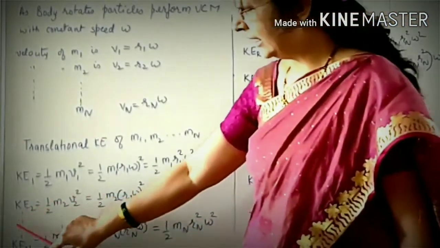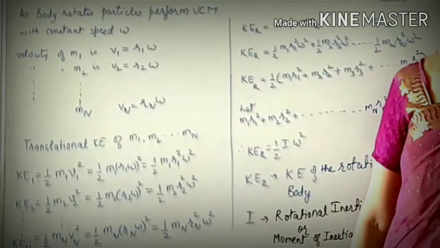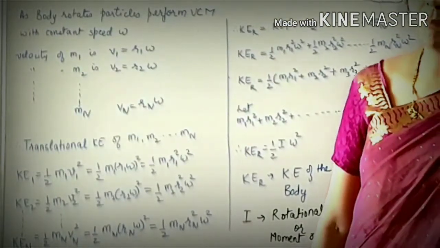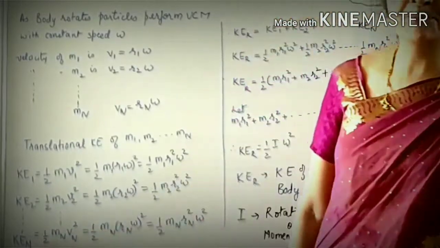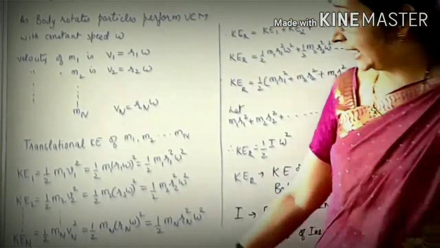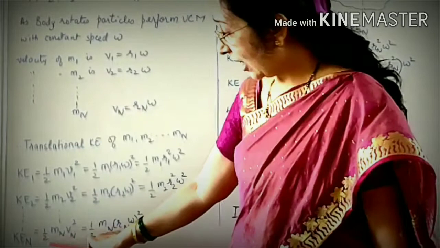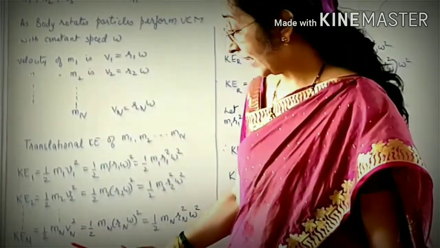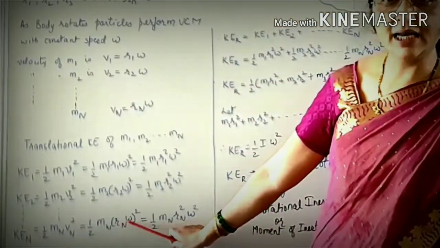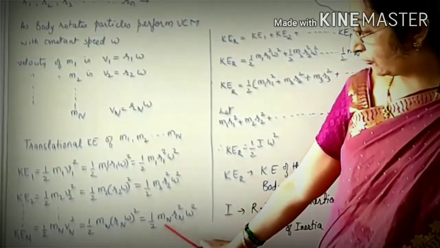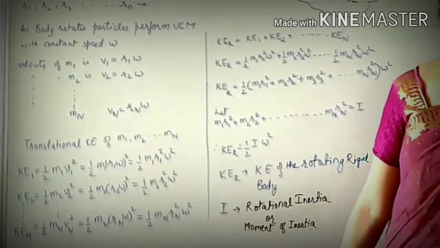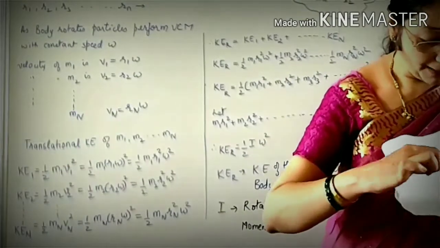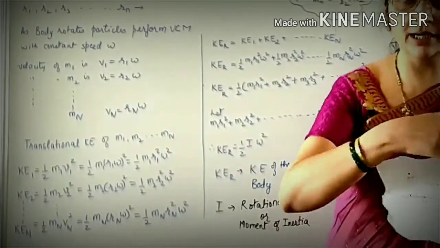Similarly, we put the values for all the particles of all the masses, and the last particle mn has kinetic energy KEn, which is half of mn vn square, that is half of mn rn omega square, that is half of mn rn square omega square. So these are the kinetic energies of the particles which are moving, right?